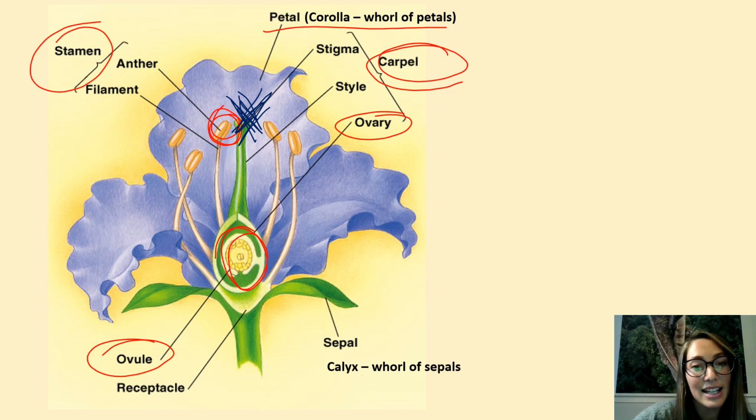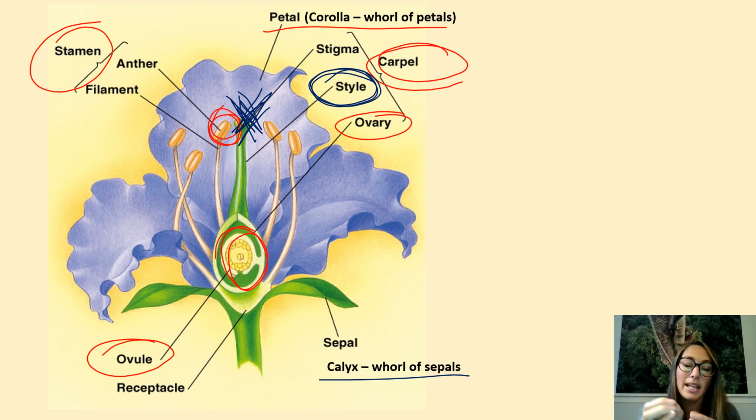And then we've got the style, which is involved in double fertilization. We'll come back to that later. And that basically has the stigma attached on top. A couple of other bits actually to mention. So before the flower has bloomed, it will be in a little bud, and it will be encased in the calyx, and the calyx is made up of these sepals, and that basically protects the flower before it's bloomed.